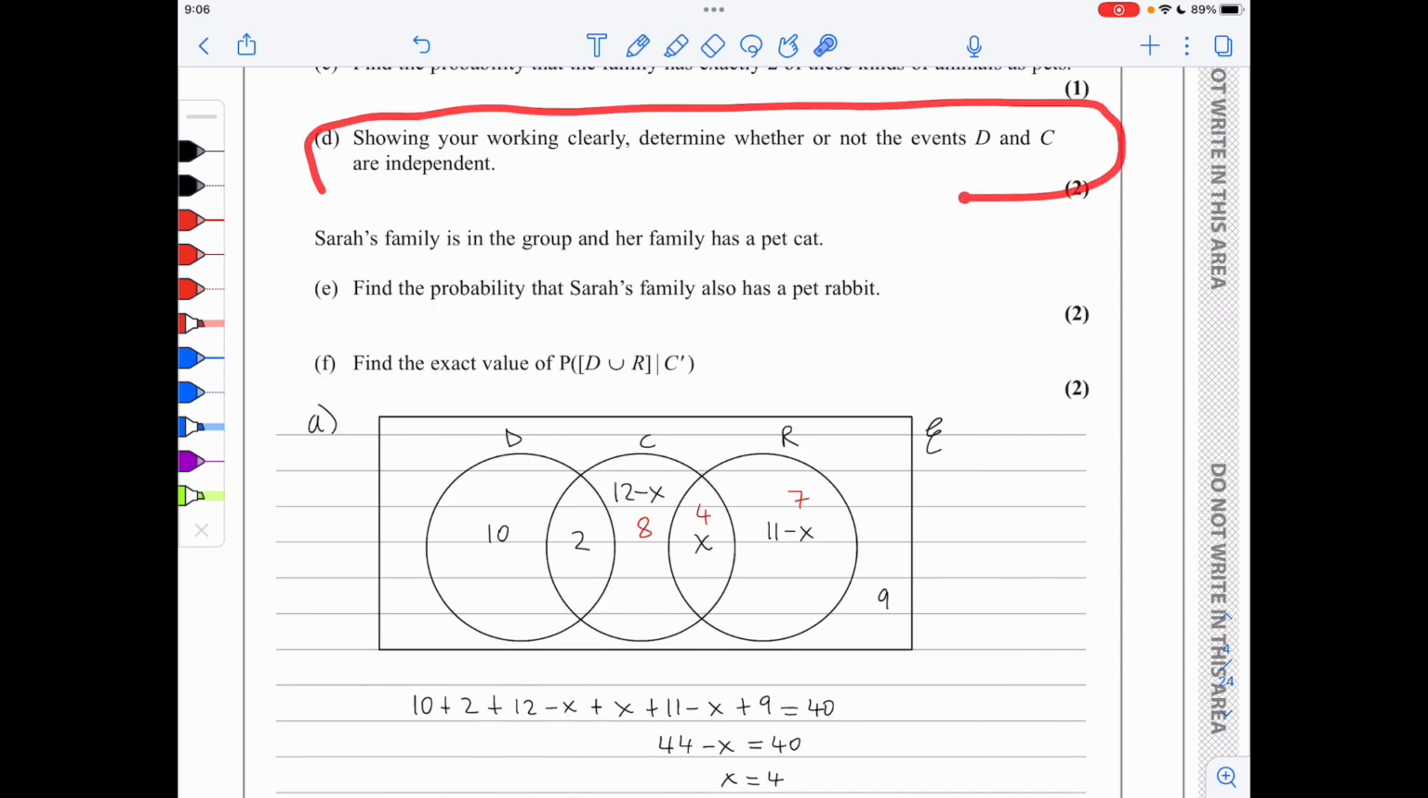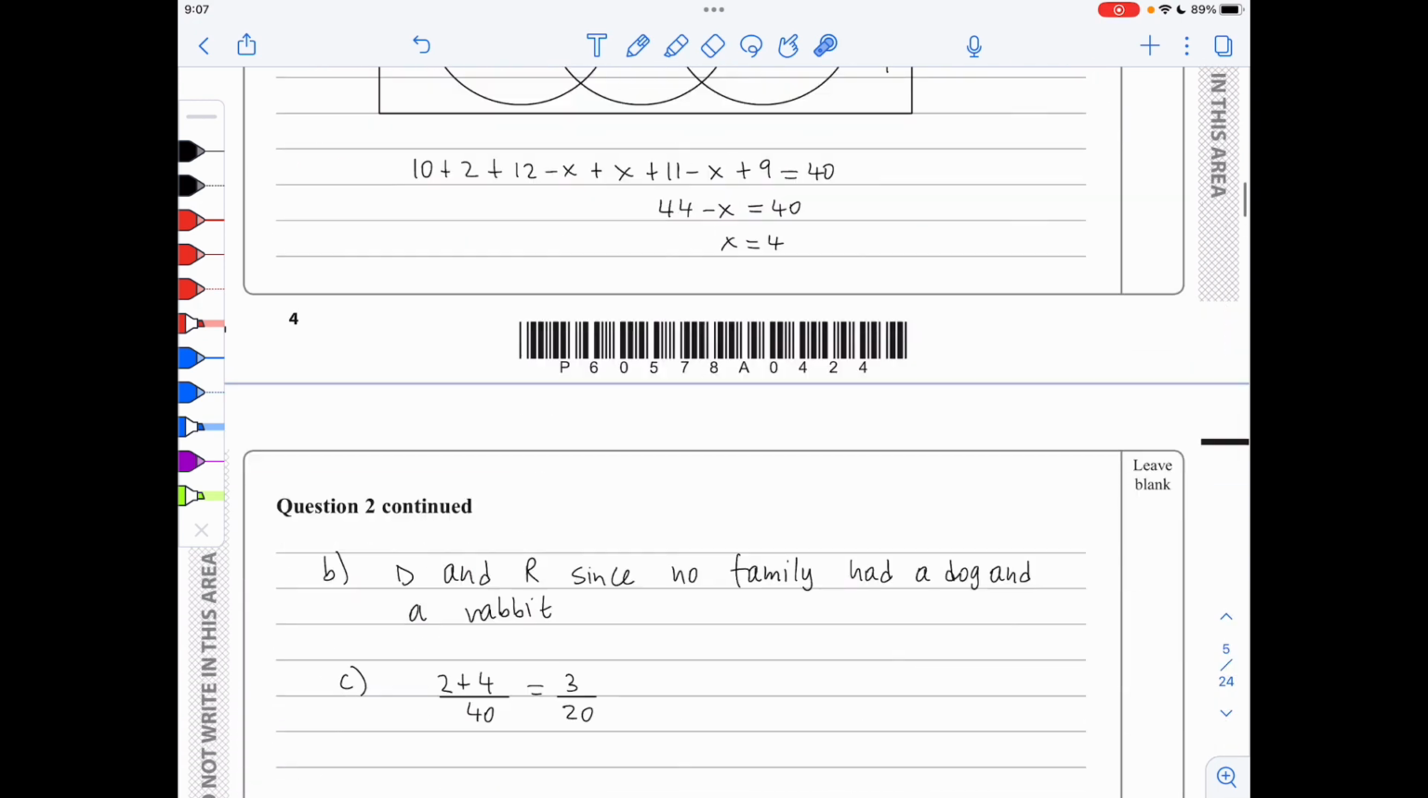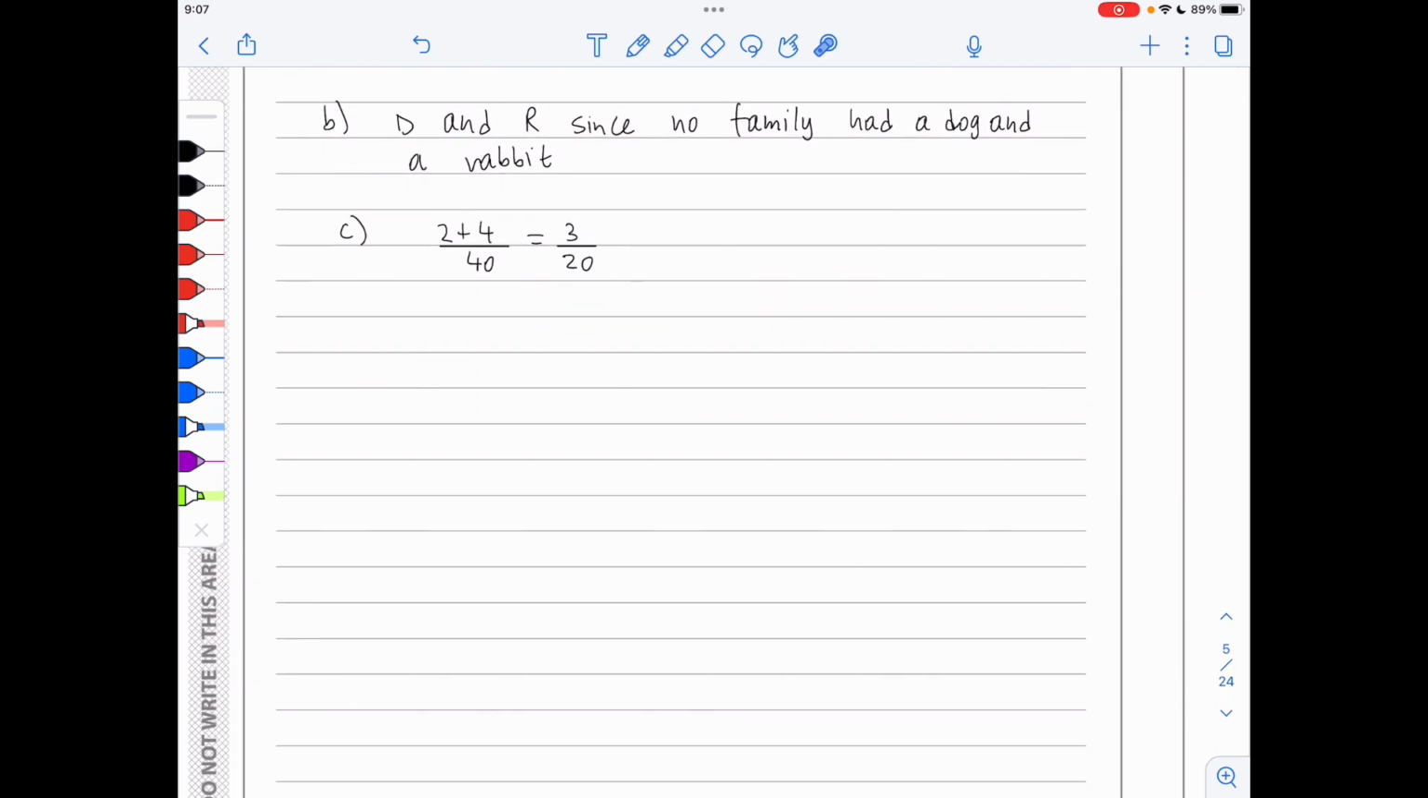In D, we need to show whether events D and C are independent. Well, 2 events are independent if the probability of both of them happening is simply the product of the individual probabilities. So we've got events D and C. I will start by stating that the probability of D is 12 out of 40, which simplifies to 3 out of 10. The probability of C is 14 out of 40, which simplifies to 7 over 20.